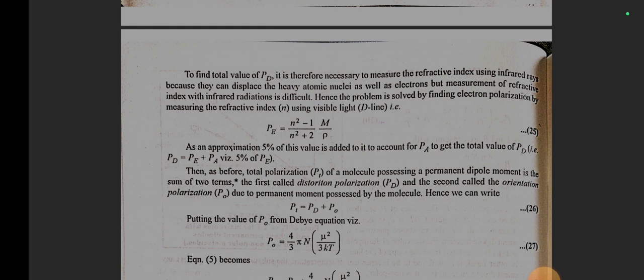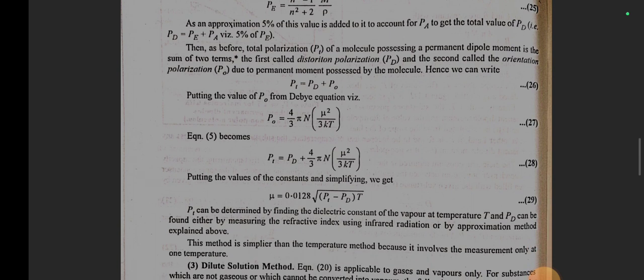As an approximation, 5% of this value is added to it to account for PA, to get the total value of PD. Then, as before, the total polarization of a molecule possessing a permanent dipole moment is the sum of two terms. The first is called distortion polarization, the second is called orientation polarization, due to the permanent moment possessed by the molecules. Hence, we can write Pt is equal to Pd plus P naught.